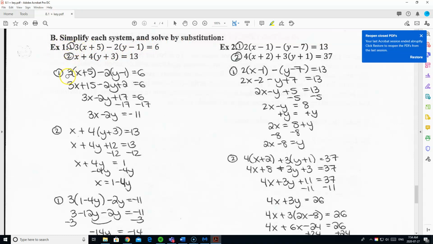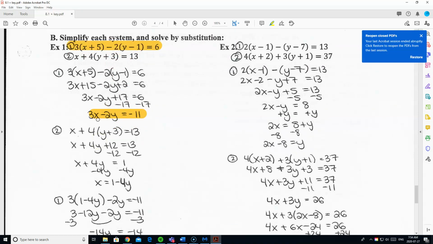So right here, we're looking at equation 1. So 3 times x is going to be 3x. 3 times 5 is 15. -2 times y, -2y. -2 times -1 is +2 equals 6. Okay, now collect the like terms here. So you got 3x, -2y, then 15 and 2 go together is 17 equals 6. Move 17 on both sides. You got 3x minus 2y equals -11. So you can see all they did was simplify this equation to this one over here.